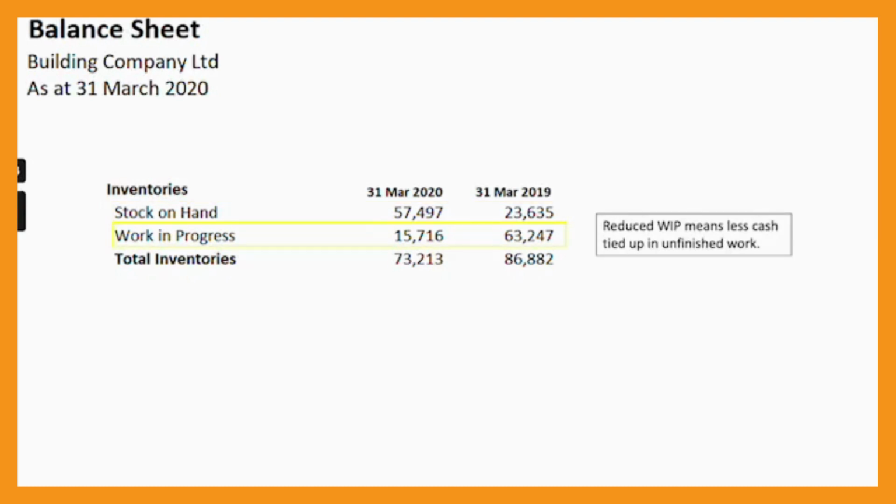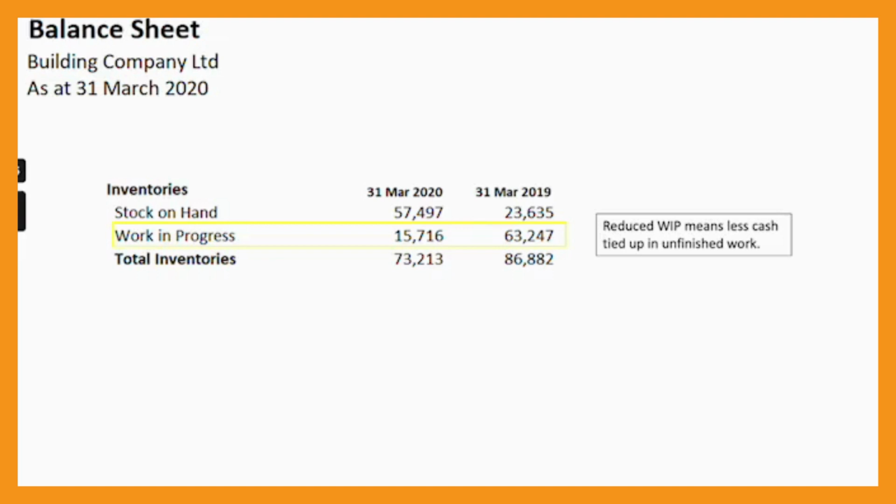On the flip side, work in progress has reduced by 47,531, which is good news as the higher the amount tied up in unfinished work, the longer your cash is tied up. In this example, work in progress is the value of wages paid on jobs that cannot yet be invoiced to customers.